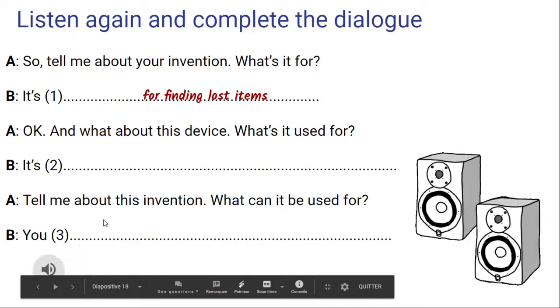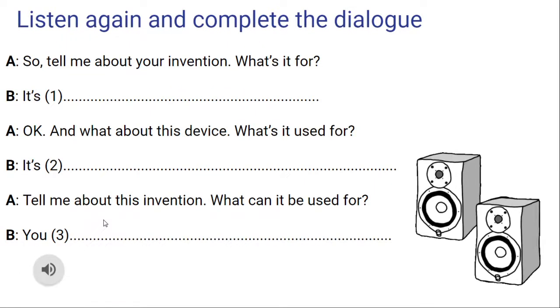Unit 5. Descriptions. Recording 13. A. So tell me about your invention. What's it for? It's for finding lost items. B. OK, and what about this device? What's it used for? It's used for charging a flat battery from inside the car. C. Tell me about this invention. What can it be used for? You can use it to move quickly over and under water.